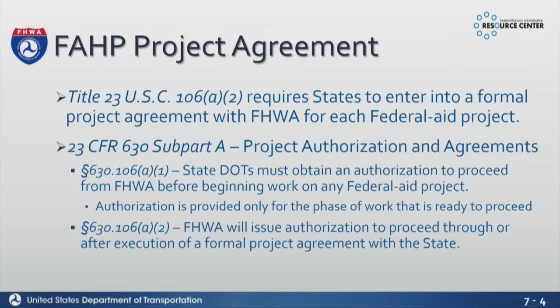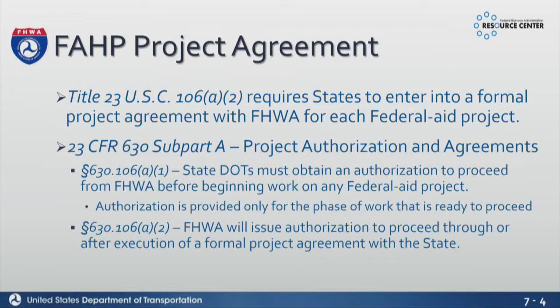Now it's called BUILD. Now we do have INFRA, which actually is a discretionary program that's identified in the FAST Act. But basically we have to have that agreement on each federal aid project, and that's primarily in FMIS. So 23 CFR 630, subpart A, talks about the project authorizations and agreements. It says that states must obtain an authorization to proceed from Federal Highway before beginning any work on a federal aid project. So that means you can't start doing any work, you can't even advertise for construction until we have a signed authorization in FMIS for that project.